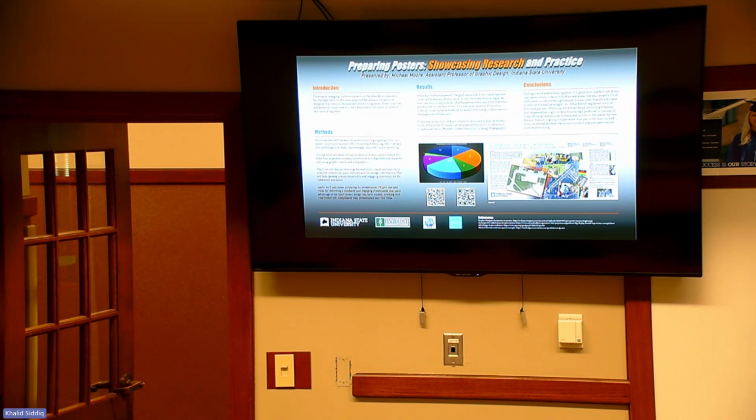As far as capitalization goes, the longer the title, the less readable that is. So this, preparing posters, showcasing research and practice, is a pretty long title, but it's not near as long as some of the conference poster titles that I've seen. And so if you use all caps, it's harder and harder to read because it doesn't read like a sentence, even though your title is more of a sentence. So that's something to keep in mind.